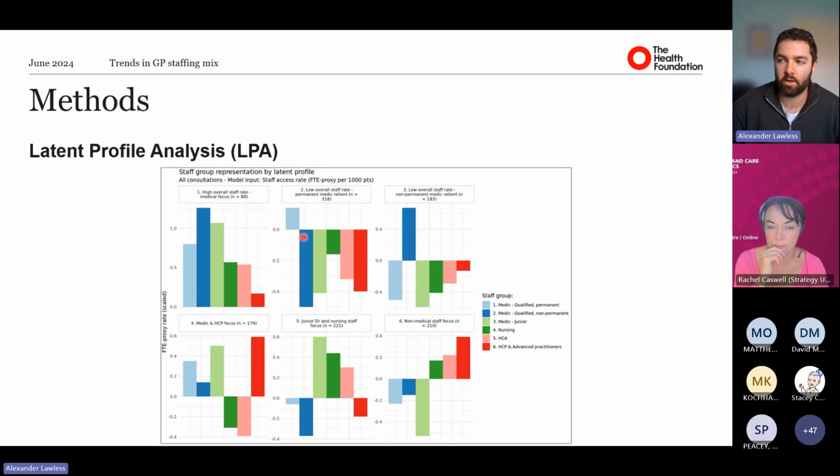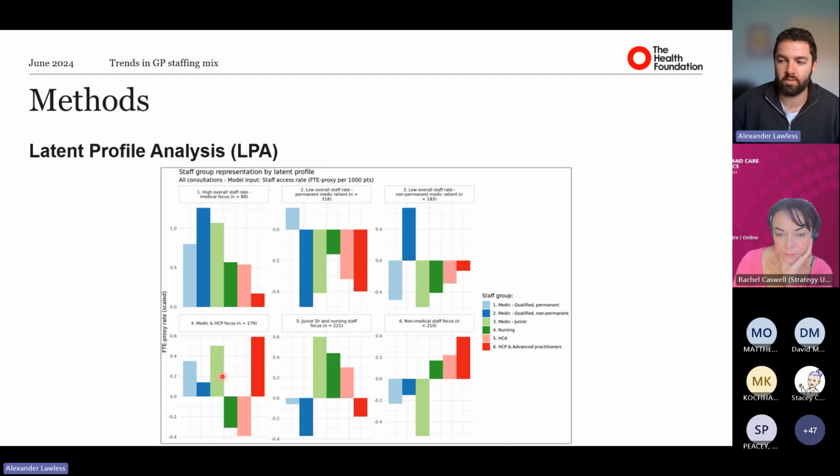apart from relying on either one type of medic versus another. So profile 2 is low in all staff groups, but reliant on these partnered and permanently employed GPs, compared to profile 3, which is similarly low in all staff groups, but is reliant on non-permanent medics, so locums and sessional GPs. Profile 4 we mentioned, which is high medic and high healthcare professional relative to other practices, but low nursing and low healthcare assistant levels.